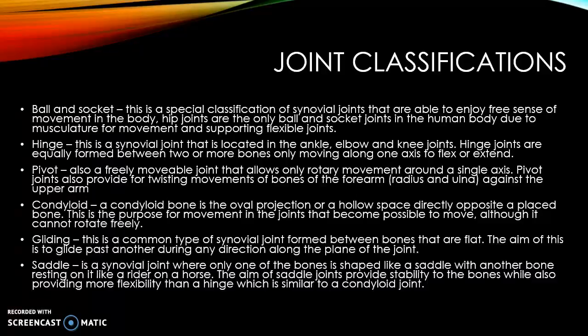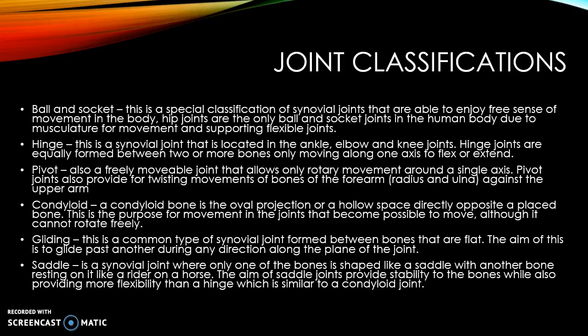So to start with ball and socket, this is a classification of synovial joints that are able to enjoy a free sense of movement in the body. Hip joints are the only ball and socket joints within the human body due to musculature for movement and supporting flexible joints. Hinge, which is a synovial joint that is linked to the ankle, elbow, and knee joints. So hinge joints are equally formed between 2 or more bones, only moving along one axis to flex or extend.